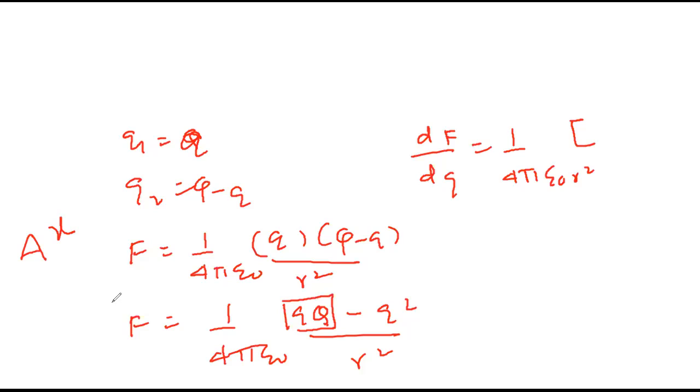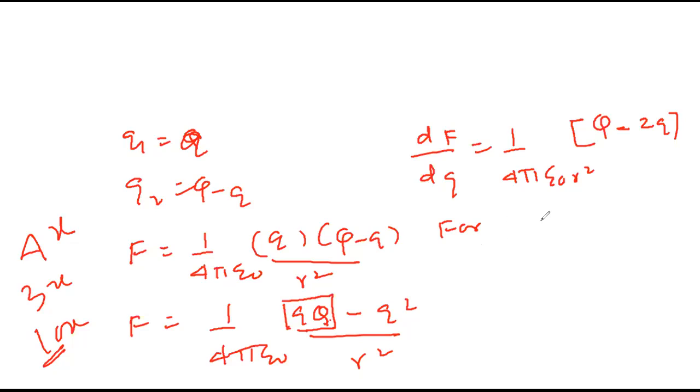What is the derivative of 4x with respect to x? 4. Very good. 3x, 3. 10x, 10. So capital Q is constant and q is the variable, like 4x, 5x, 10x. So can I write Q? Yes, sir. Minus q square, its derivative is 2q. Correct? Like x square has derivative 2x. Yes, sir.